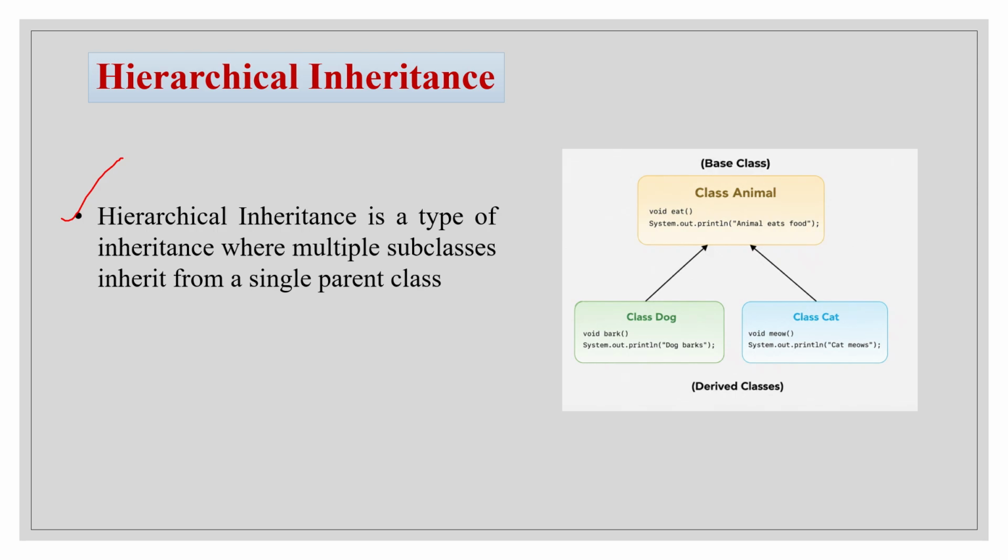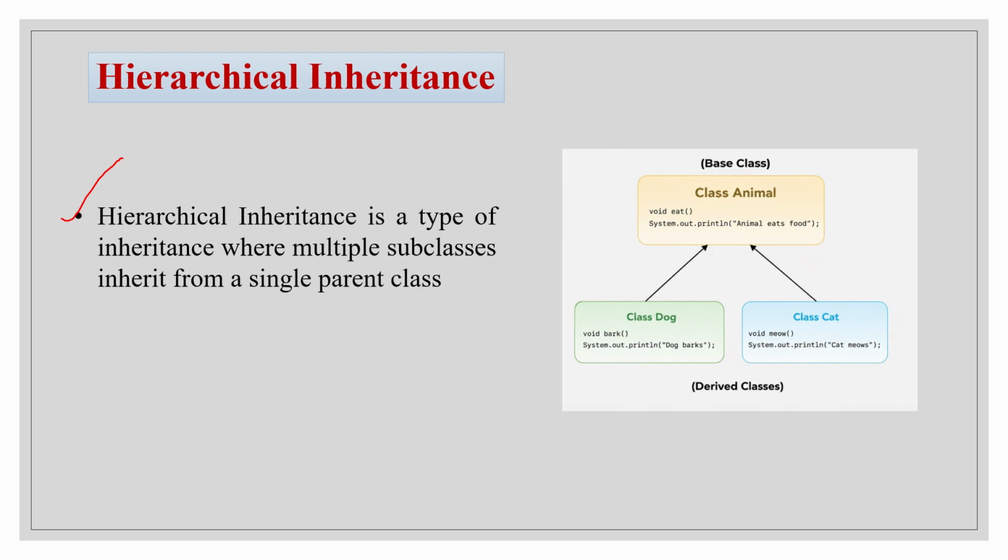Suppose there is one parent and many children in a family. All the children can get common features from the parent, but each child can also have their own unique qualities. In the same way, in hierarchical inheritance, one parent class gives common features and multiple child classes inherit those features. And each child class can also add its own features.